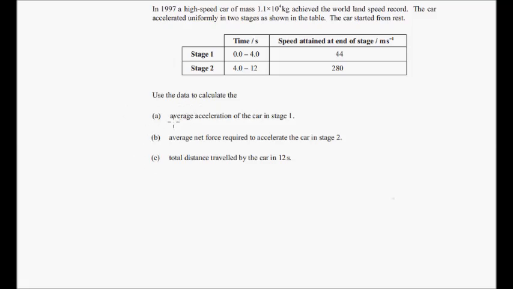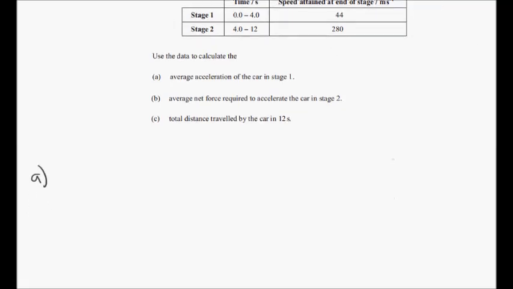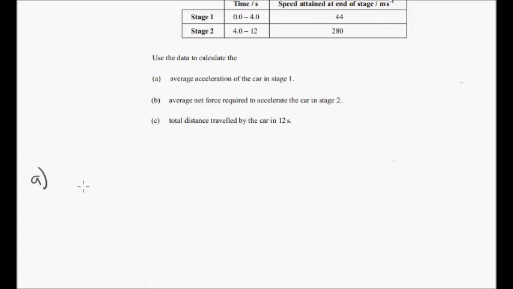So the first question is, calculate the average acceleration of the car in stage 1. Let's go do this now. So we know that the formula for average acceleration is the change in velocity over the change in time. Now this translates to v2 minus v1, which means the final velocity in that stage minus the initial velocity in that stage, over t2 minus t1.